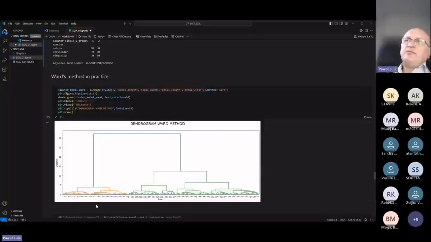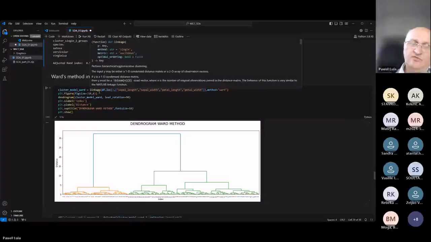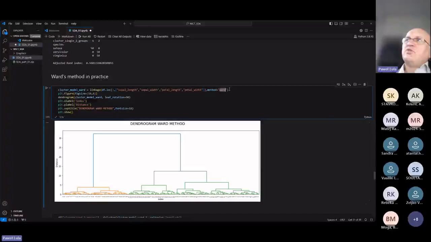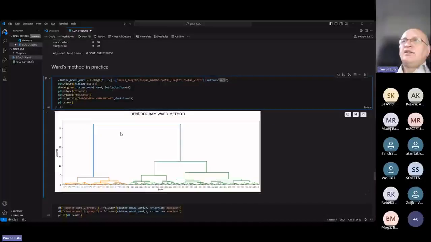We can try another method. For example, Ward method. In this case, we use the same function, linkage. We should only change the second parameter. Ward, it is the name of this method which I can use. Also, Euclidean distance is used here. So the results are here.